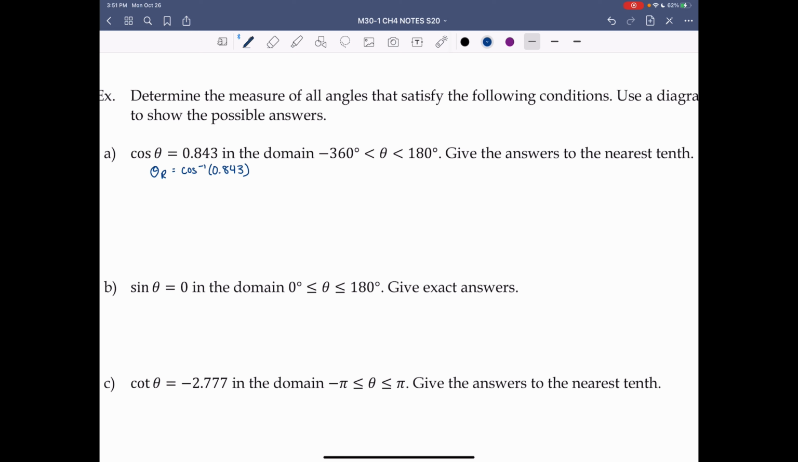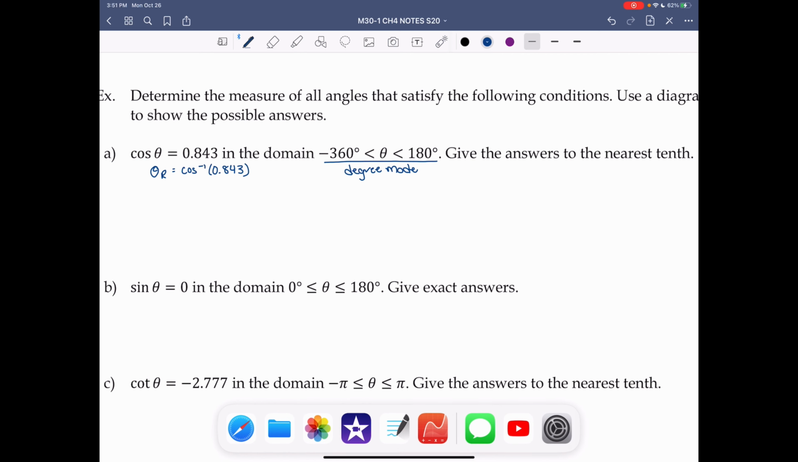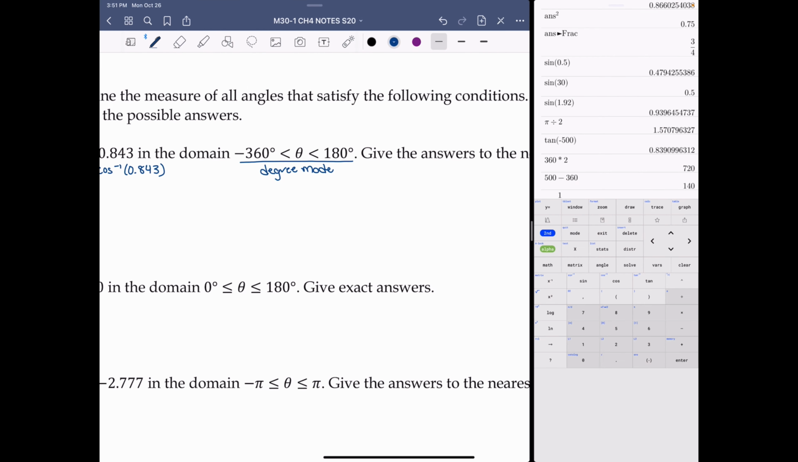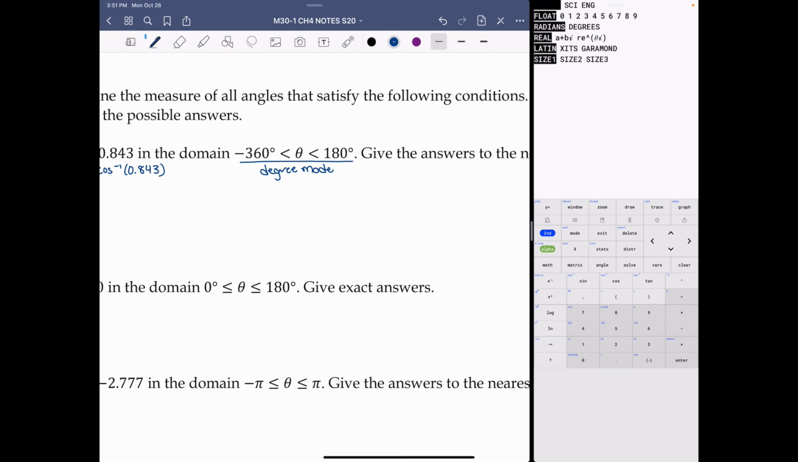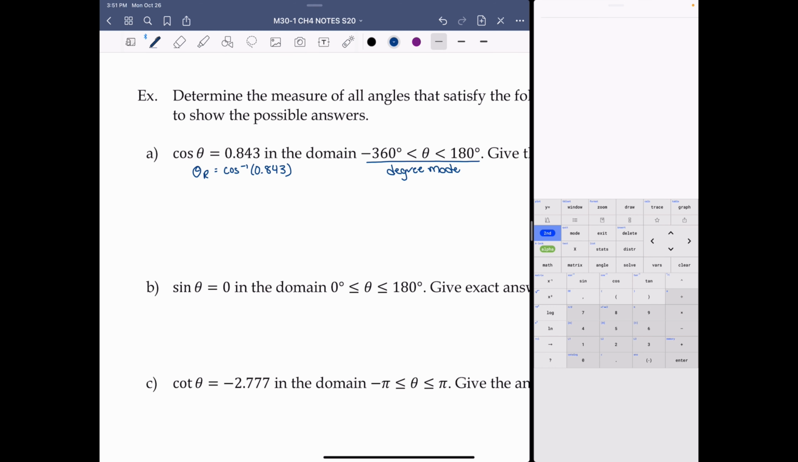The domain tells us that we need to be in degree mode. Our calculator. Check the mode. I'm in radians right now. I need to change that to degrees. And then I can go second cos 0.843. And I get 32.5 to the nearest tenth, so 32.5 degrees is our reference angle.